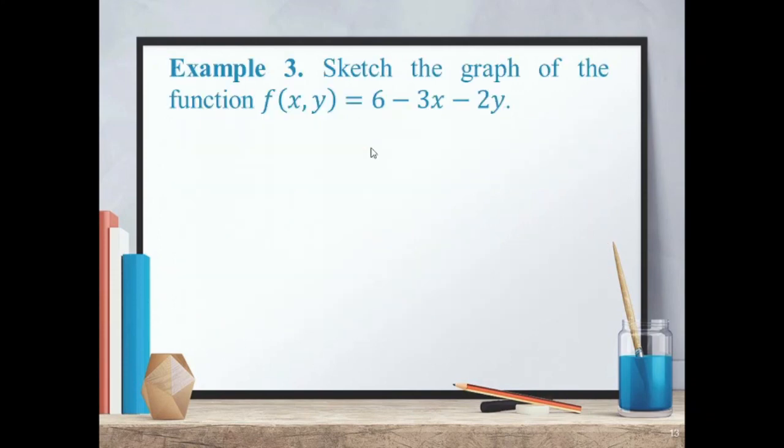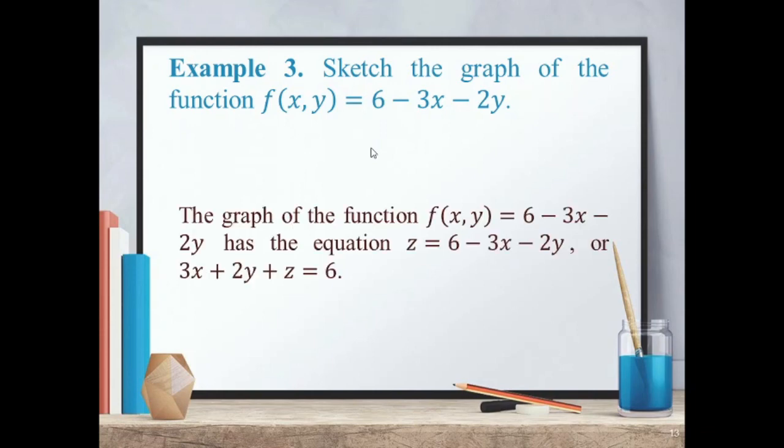Example: sketch the graph of the function f of x, y is equal to 6 minus 3x minus 2y. The graph of the function f of x, y is equal to 6 minus 3x minus 2y has the equation, obviously, z is equal to 6 minus 3x minus 2y, or 3x plus 2y plus z is equal to 6, and it is nothing but the plane passing through the points.